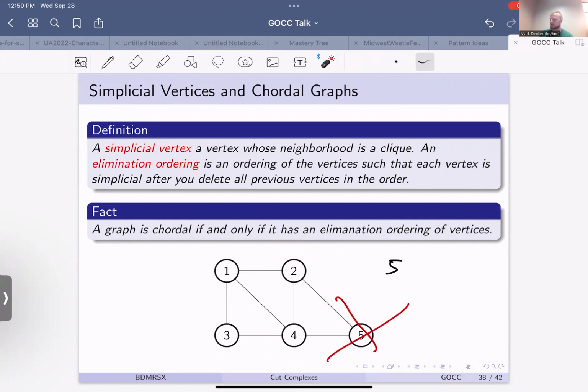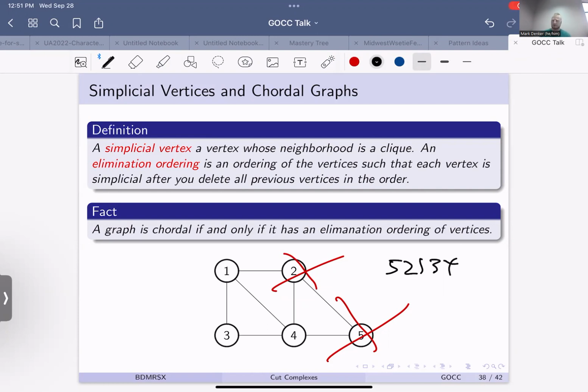And now if I look at vertex 2, 2 previously wasn't a simplicial vertex because 1, 4, 5 again is a path. But now that I've deleted 5, 2's neighborhood is just 1, 4. And so I can delete 2 next. And now I'm left with a complete graph. And so I can eliminate the rest in whatever order I want. So let's just say 1, 3, 4. And so that is my elimination ordering for my chordal graph.